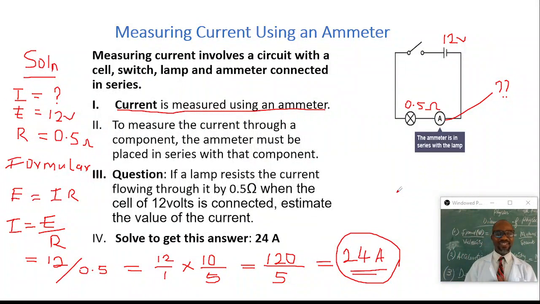So with this, we have now learned how to measure the amount of current flowing in an electric circuit and how to calculate the current itself using a formula, Ohm's law. This is called Ohm's law, right? We are going to come to that in detail as time goes on. But I just want to use this privilege to teach how 24 amps was obtained in the first place. I hope this is okay.